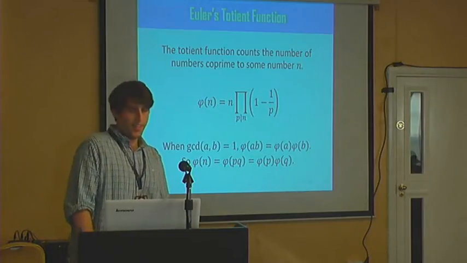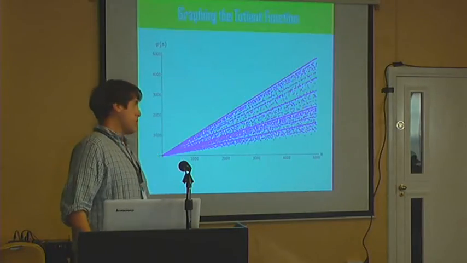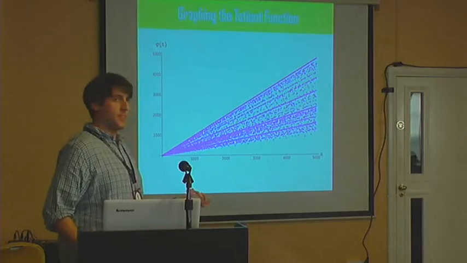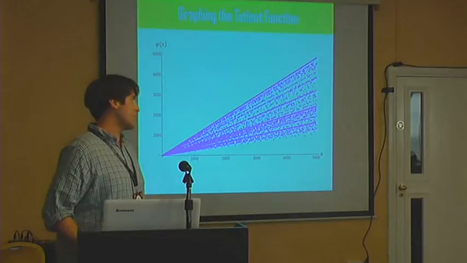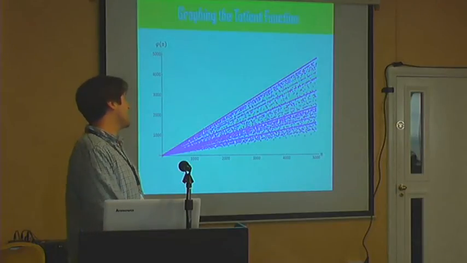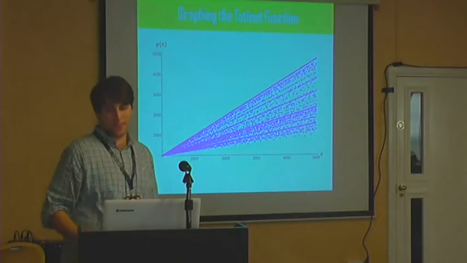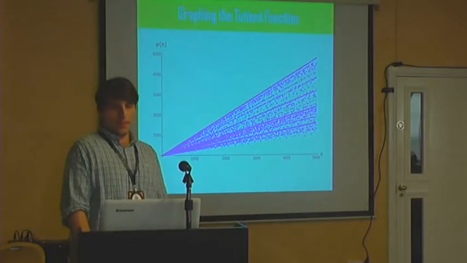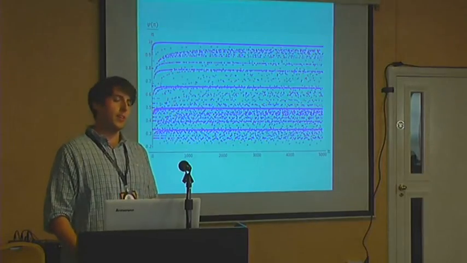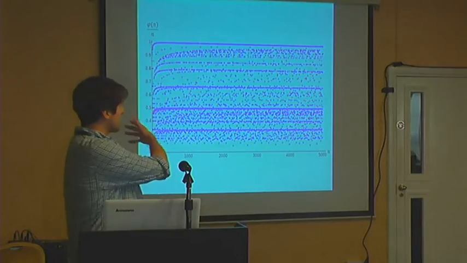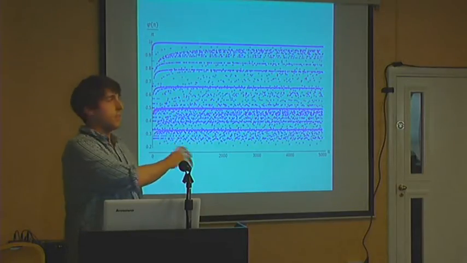Where the function gets really interesting, though, is when we actually plot it. When I first naively plotted the function, I had no idea what to expect, but it certainly wasn't this. You see there are distinct lines appearing in the points. And if instead we plot phi of n over n, we get lines that are constant at particular values and are very clear.